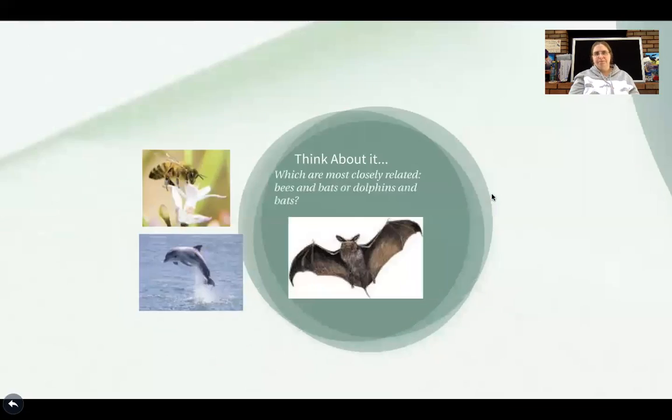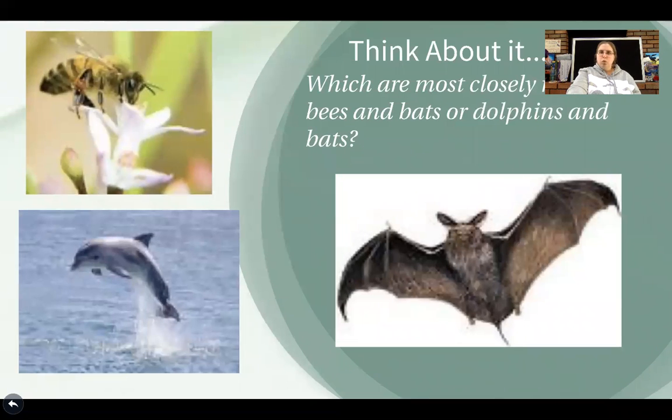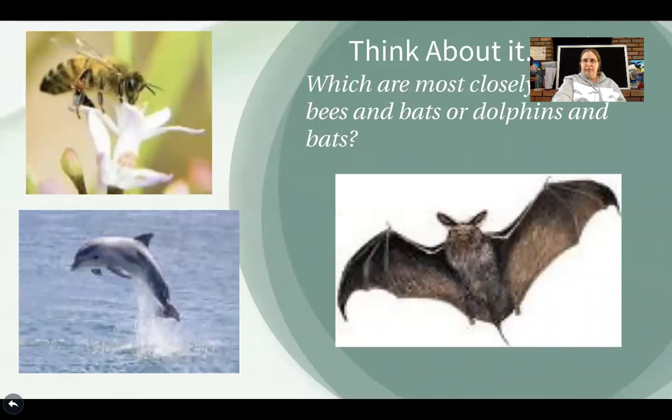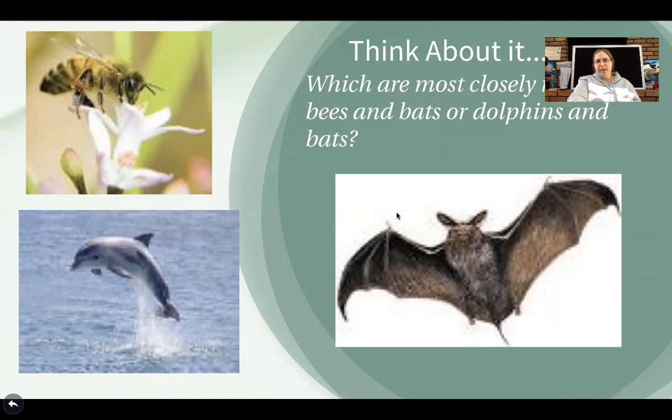All right, so think about it. Which do you think are most closely related? The bees and the bat or the dolphins and the bat? Now, a lot of times people might say bees and bat because they both fly, they maybe have similar food sources and all that: fruits, flowers, nectar. But actually, it's the dolphin and the bat that are most closely related. Yeah, one flies and the other swims, but we see a lot more commonalities in their development.